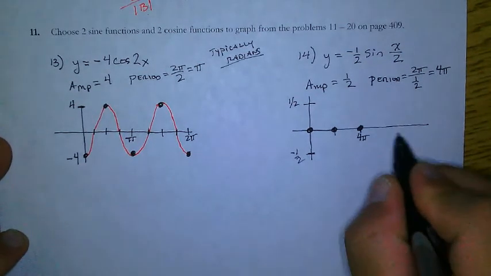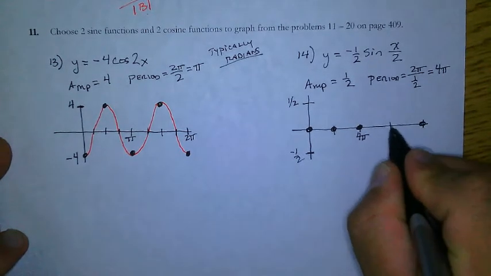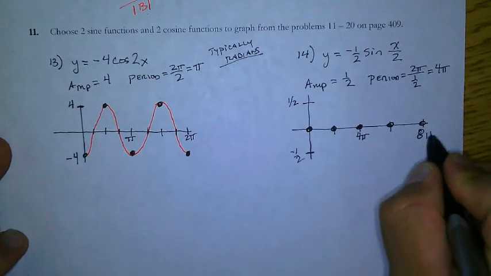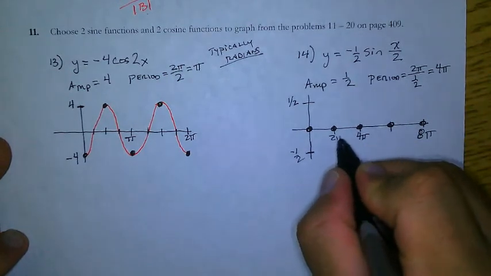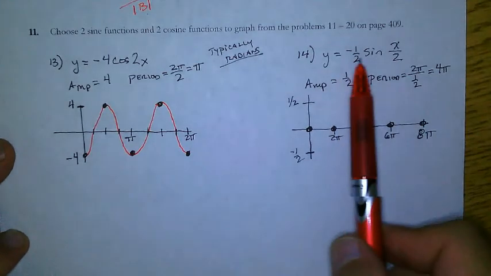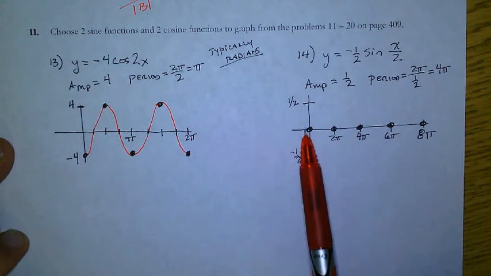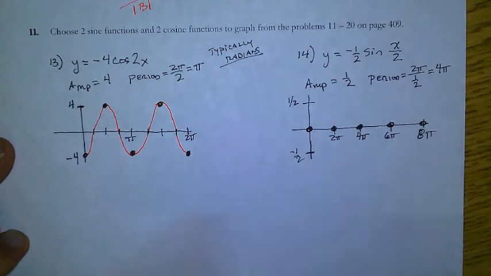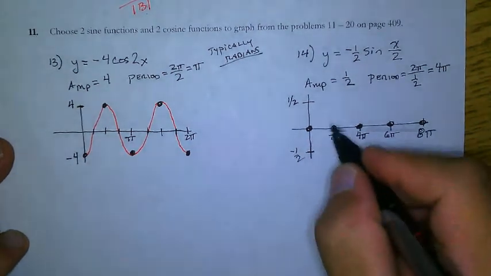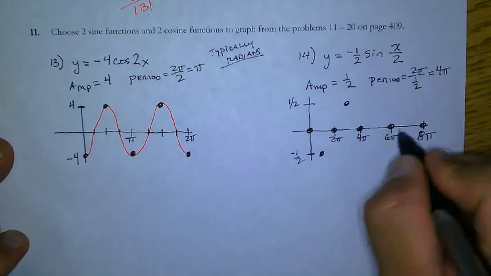And so I can come over here, and at 8 pi, I'd be at 0 as well. Of course, halfway is 2 pi, and halfway there is 6 pi. Now, it's a negative sine function, so that means I'm going to start going downwards first instead of upwards first. And halfway between these, I'll be a minimum, then a maximum. Halfway, a minimum, halfway, then a maximum.